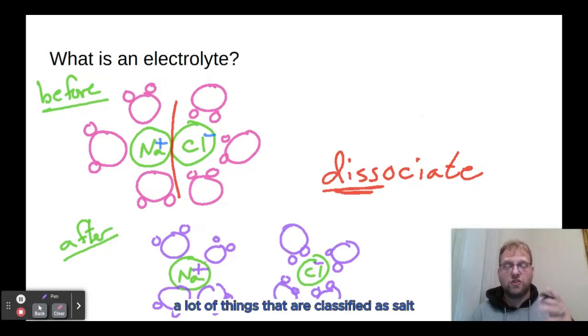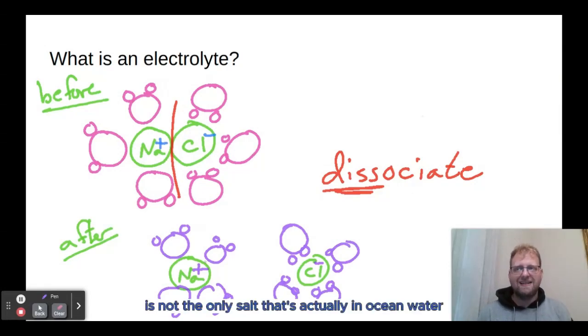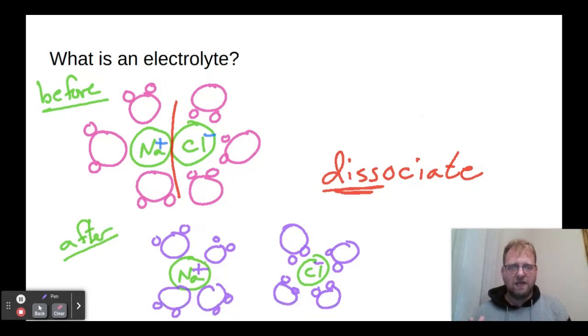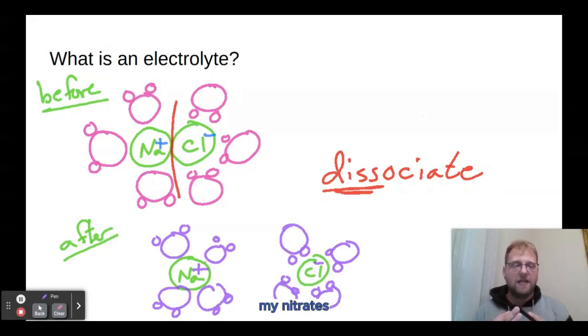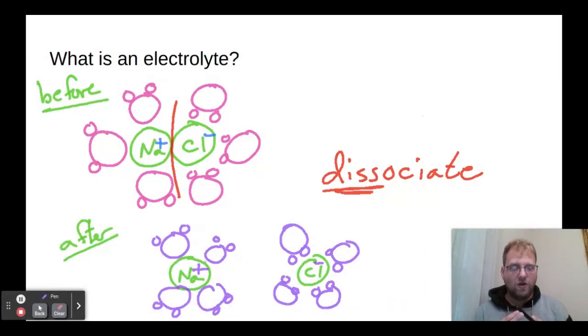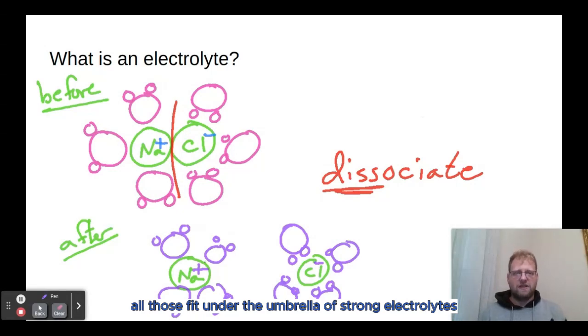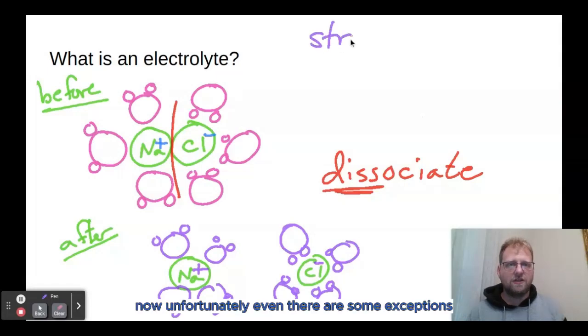A lot of things that are classified as salts, because sodium chloride, which we've drawn here, is not the only salt that's actually in ocean water, are strong electrolytes. A lot of my compounds that are made out of the group 1 metals, a lot of my compounds that have halogens in them, my nitrates, if we're talking about polyatomic ions, my ammonium compounds, chlorates, all those fit under the umbrella of strong electrolytes. They dissociate 100%. Now, unfortunately, even there are some exceptions.